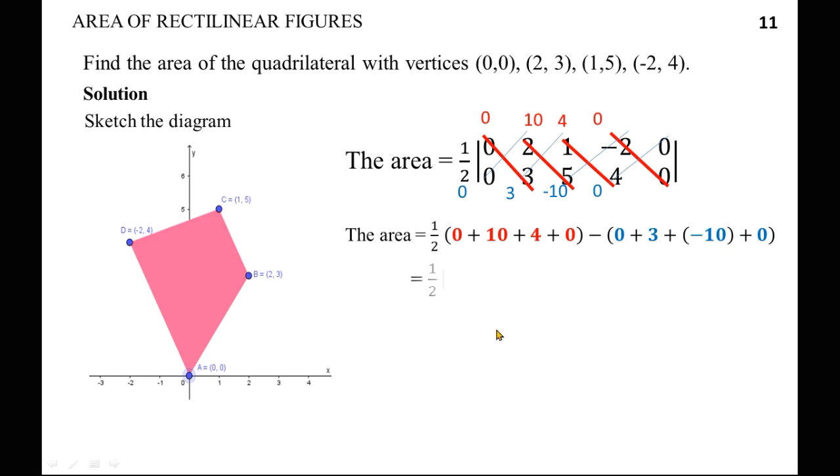Firstly, you have to add up all the numbers in red and subtract the total of the numbers in blue. So 14 minus negative 7. 14 minus negative 7 is 21. So the area will be a half of 21 square units, or 21 over 2 square units, or 10.5 square units.